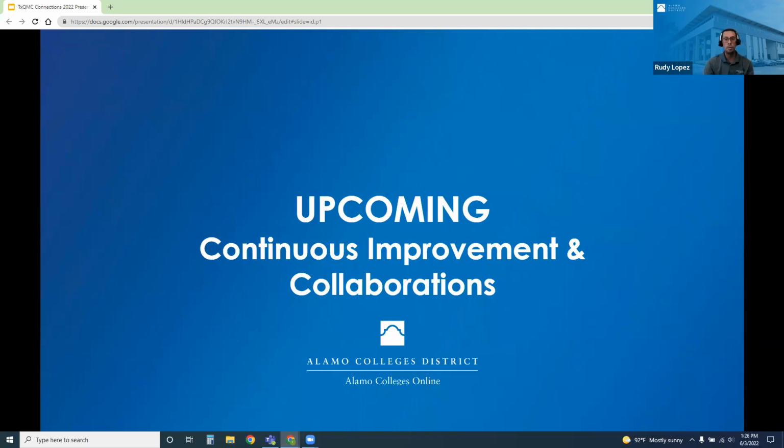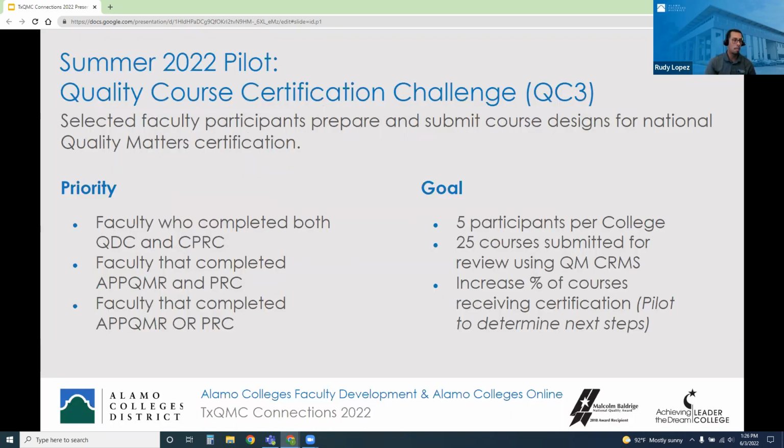Now that brings us to our upcoming initiative, which is kind of a culmination of what we've been doing for the last 2.5 years. And that is our summer pilot of our quality course certification challenge. Faculty development and ACOL, Alamo Colleges Online, are partnering to kind of close the loop on what we've been doing. We think this is now the time to take the extra step. We want our faculty to gather everything they've learned, everything they've been implementing, talking about, and showcasing into the final step, which is to get our courses certified in the subscriber managed certification.